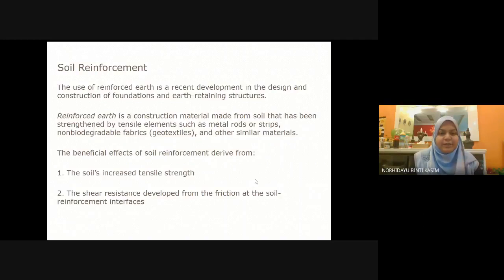Okay, so the benefit of the soil reinforcement is, number one, to increase the tensile strength. Number two is the shear resistance developed from the friction of the soil reinforced interface. So the interface between the soil and the reinforcement will develop the shear resistance.